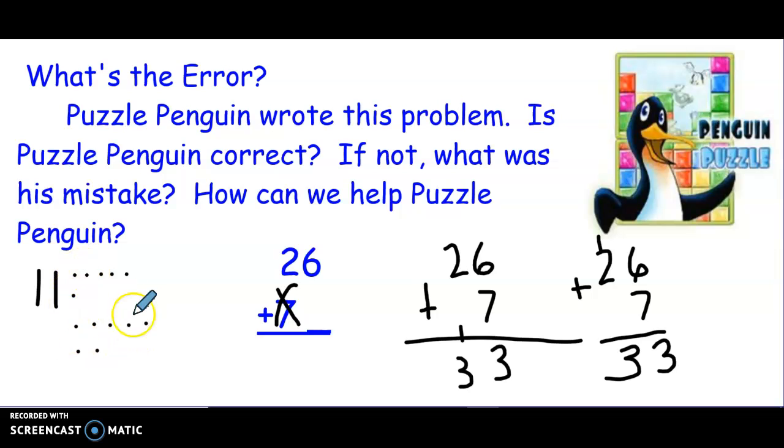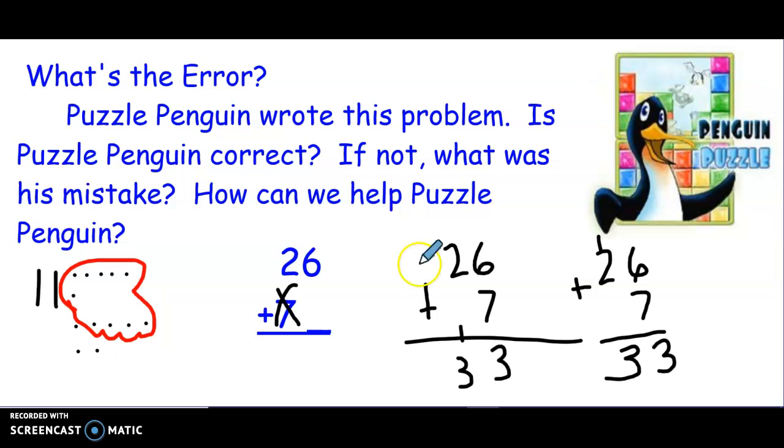And we're going to scoop up enough to make a new 10. So here we have 6, 7, 8, 9, 10. Here's our new 10. So it'd say 10, 20, 30, 31, 32, 33. Either way, we get the same answer.